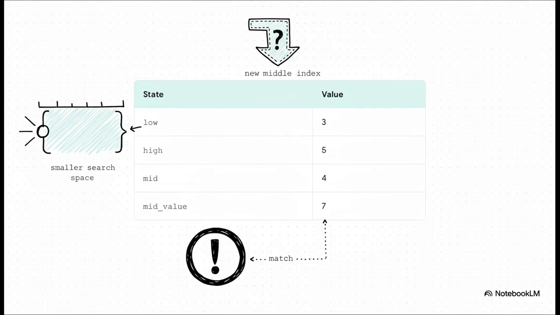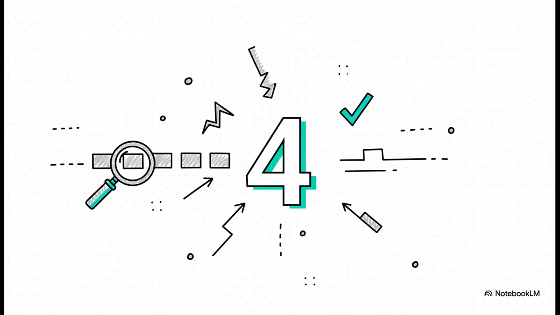And see? This is what's so brilliant. Our search space is now way smaller. The low index has moved up to 3, and the high is still at 5. We calculate the new middle, which is index 4. And what's at index 4? It's the number 7. Boom! We've got a match. In just 2 steps, we've found our target. So the algorithm returns the location, index 4. Simple, clean, and, as you can see, incredibly efficient.